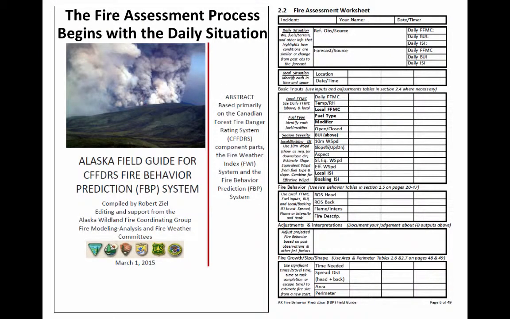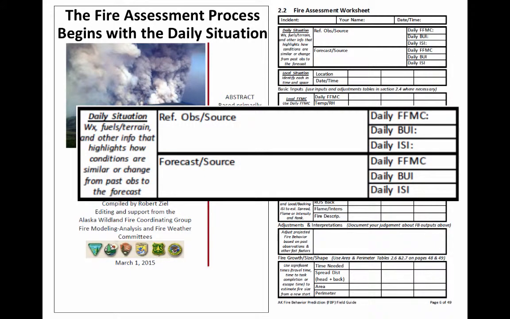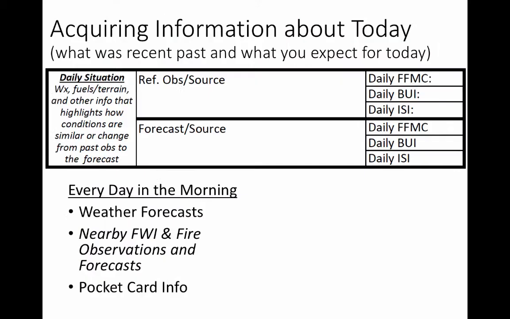The daily situation box on the worksheet is at the top, right below the incident name, your name, and the date and time of your assessment. Notice that the daily situation is divided between a reference observation section and a forecast section. You should recognize this as part of the daily situation assessment you already do.